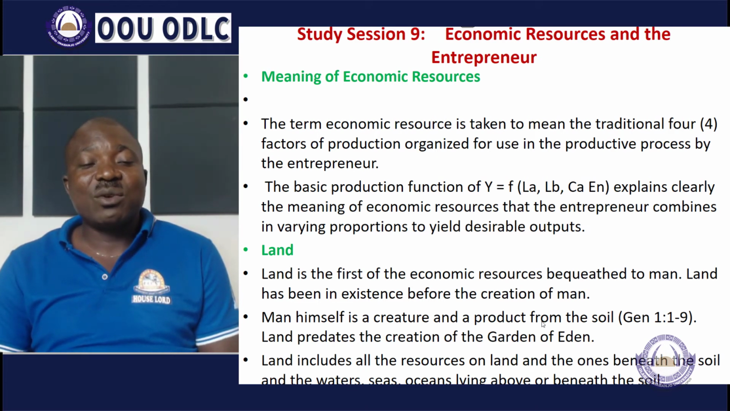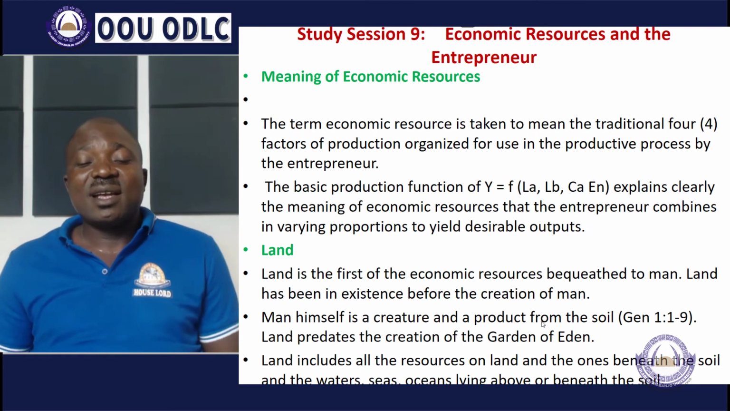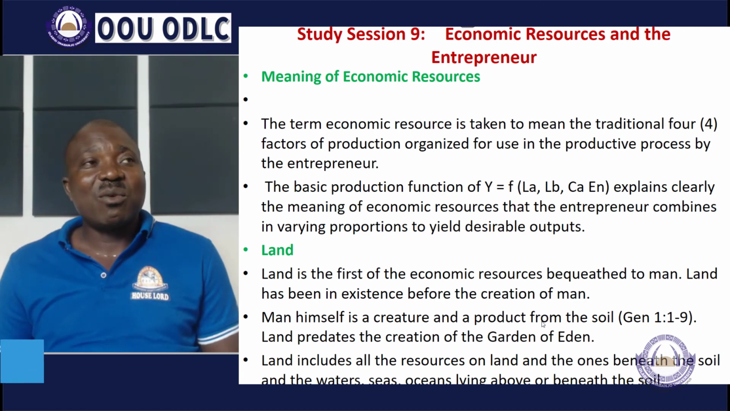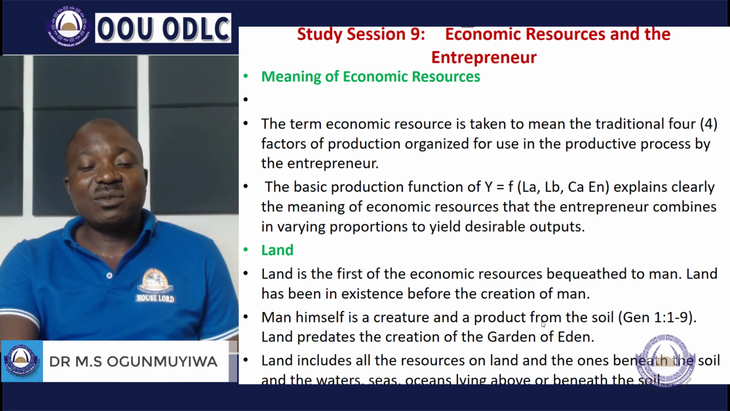Thereafter, we moved ahead to land, and we said that land is immobile, and land has been in existence even before the creation of man. That land as an economic resource is bequeathed to man by God, and that it has been in existence from time immemorial. And a reference is made to Genesis chapter 1 from verses 1 to 9. More of the advent of land, of course, can be gathered there.